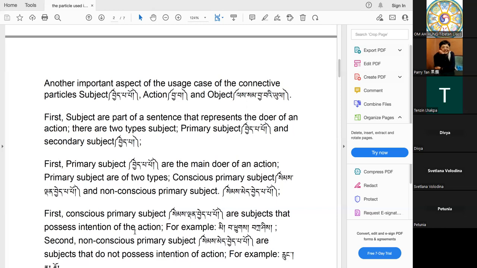So these are subjects that possess intention of action. For example, if I was to say Dorje ki kalasa, meaning Dorje eats food, we know that Dorje has the intention to eat food because he has consciousness, so he has intention. Similarly, everything that is conscious has intention, and they have the intention of action, be it willingly or not willingly.